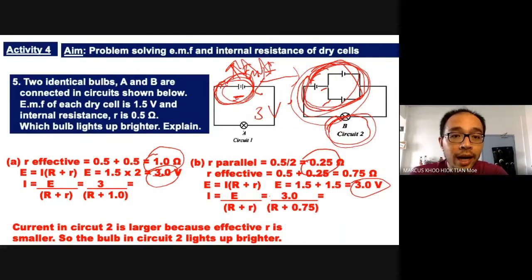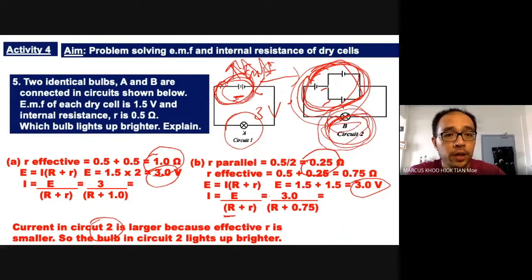So because the current flow in circuit 2 is larger, even though we don't know the value of R, we don't know what is the resistance of this, it doesn't matter. When we calculate it, we find that the internal resistance is lower in the second circuit. So the current in circuit 2 is larger, so the bulb in circuit 2 lights up brighter.